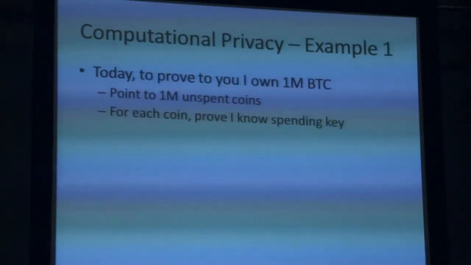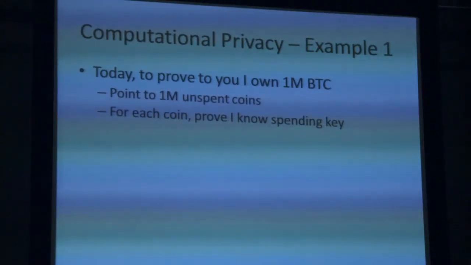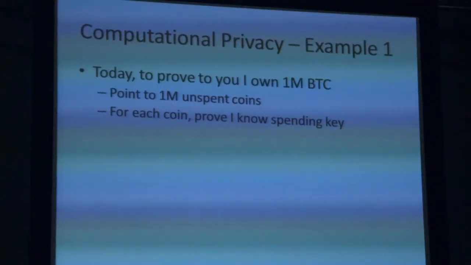And let me give just one example of privacy. Suppose I want to prove to you that I own 1 million bitcoins. Unfortunately, I don't. But if I were to try to prove to you right now, the simple way to do it is I would point to 1 million unspent coins on the blockchain, and for each one of them I would provide some information showing that I know the spending key to go with it. But then now you know of 1 million coins that at this point in time I have in my possession, and that compromises my privacy or the privacy of my wallet.